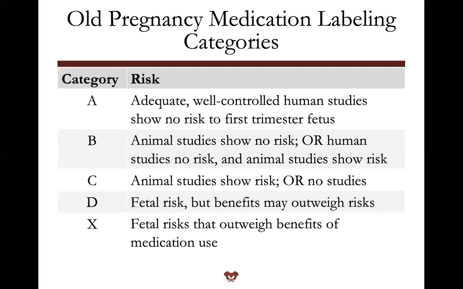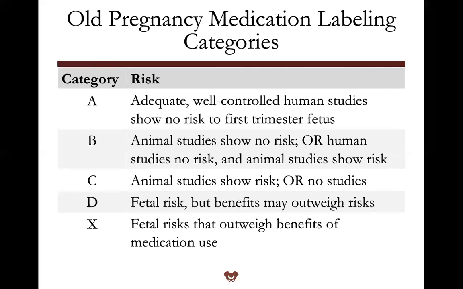If you're not familiar with the old pregnancy medication labeling categories, category A means that there have been quite a few well-controlled human studies that have demonstrated that there's no risk to the fetus in the first trimester. And then if you continue to read through the categories, you'll see that the risk goes higher. So oftentimes, medications in the category of A and B will often be recommended or prescribed to women.